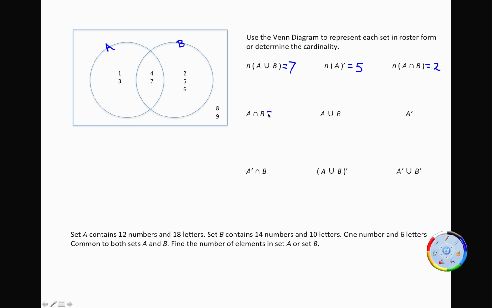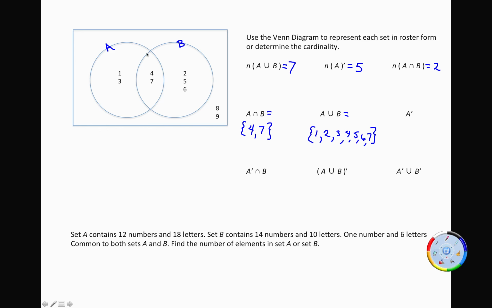Okay, now it's not asking about the cardinality, it's just saying find set A and B. Well, that's the elements in this region right here. They're in the circle A, and they're also in the circle B. So that would be the set with elements 4 and 7. A or B would be the elements in this entire region. We don't have to put them in order, but I'm going to: 1, 2, 3, 4, 5, 6, 7.